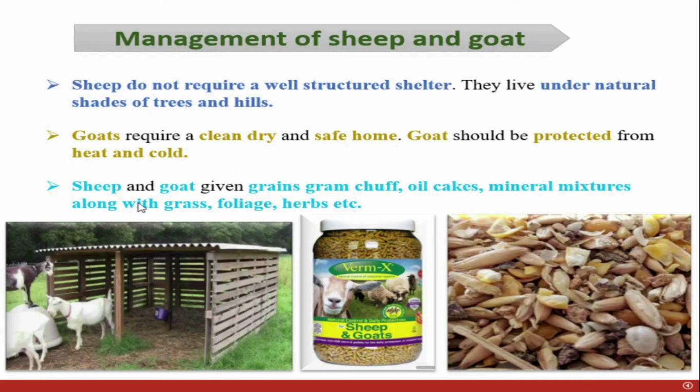We can give food like gram, chaff, oil cakes, and mineral mixtures along with grass and foliage herbs. These are all the varieties of foods we can give to sheep and goats.